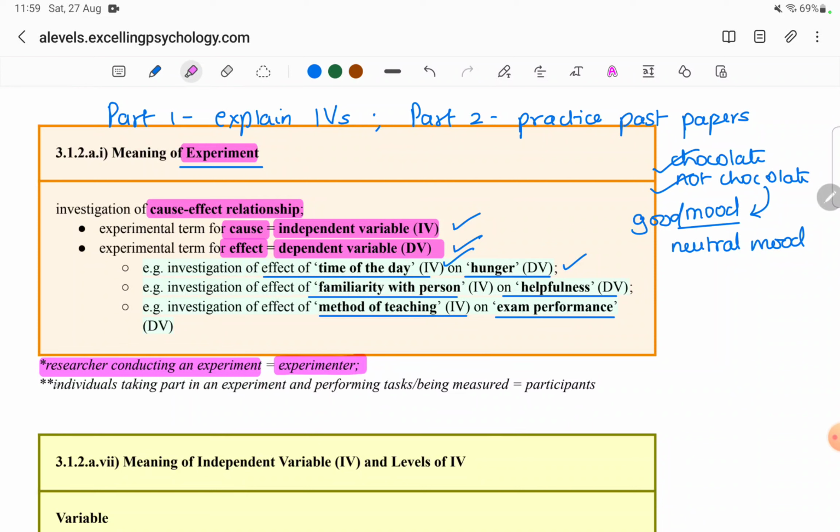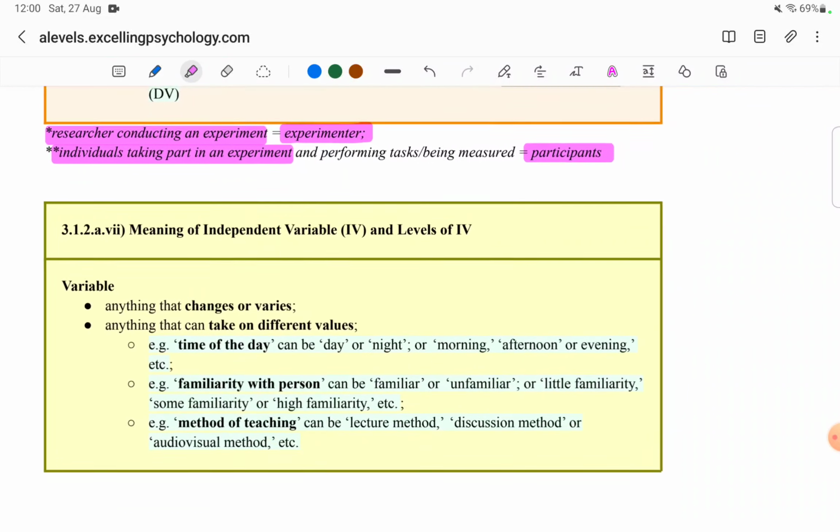Now the people or individuals who take part in an experiment, that is, who perform some tasks for the experimenter or who are measured or assessed by him, are known as participants. So in every experiment, you will find an experimenter who's conducting the experiment and participants who are being measured or who are performing some task in the experiment. Okay, now let's come towards understanding what independent variables are.